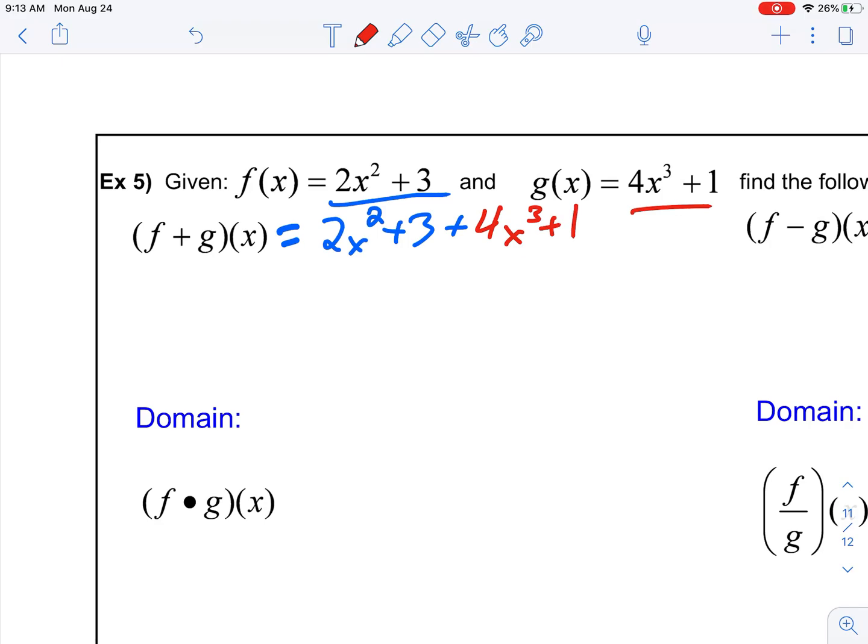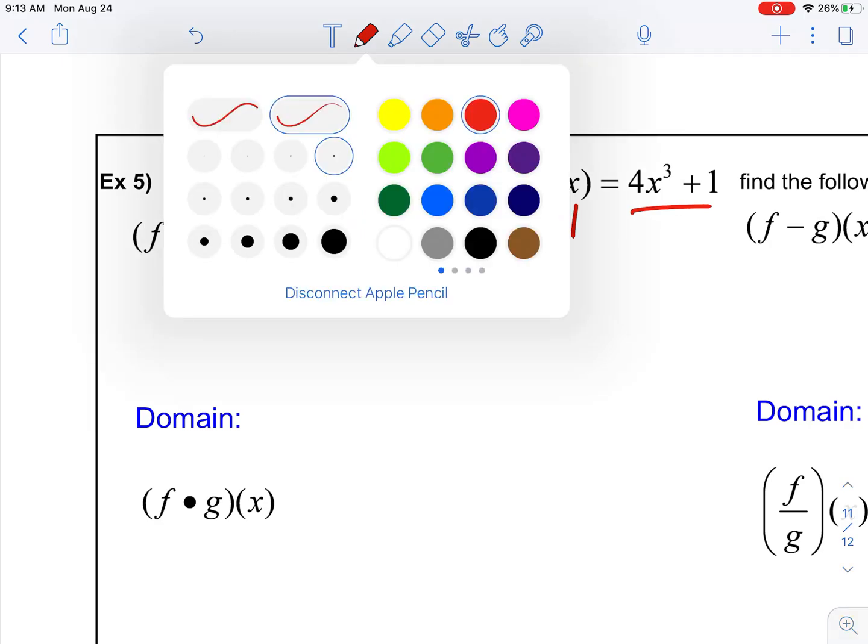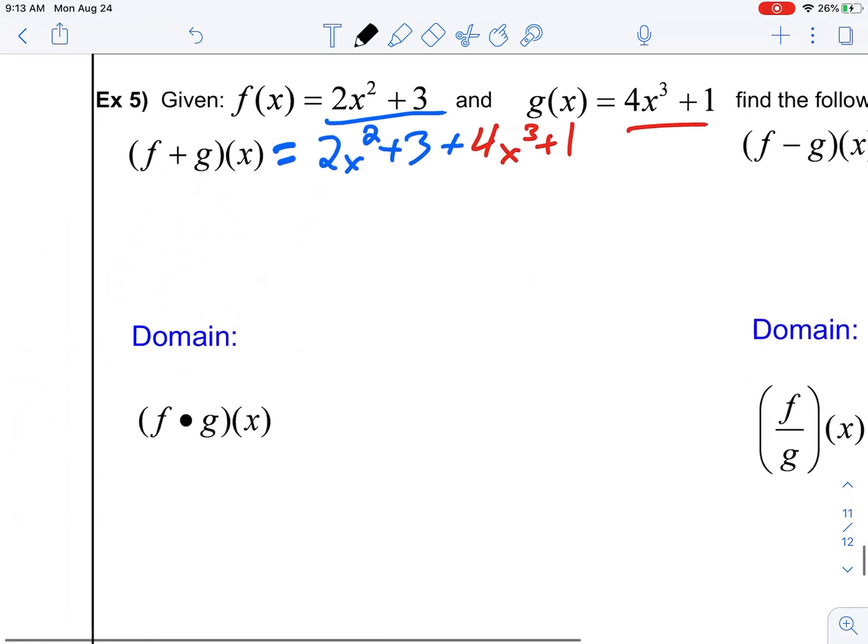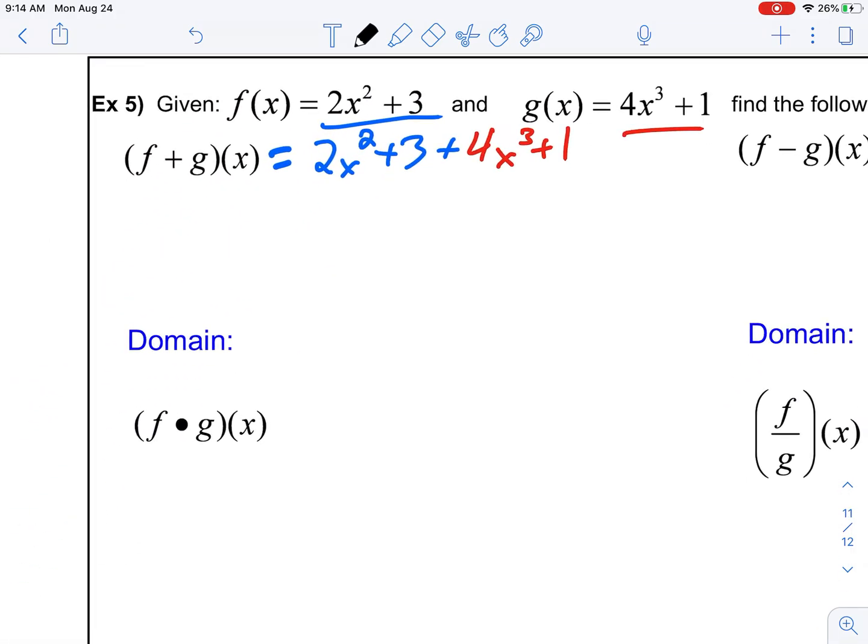All right, so what we're going to do here is we're going to clean this up a little bit, but when we talk about the domain, we have to think about all 3, the f, the g, and the new function. So when I'm looking at f here, I'm looking for those 2 red flags. I'm looking for a denominator or a square root. I don't see either of them, so I'm good. Over here, I'm looking for a denominator or a square root. I don't see any, so that means the domain's all real numbers.